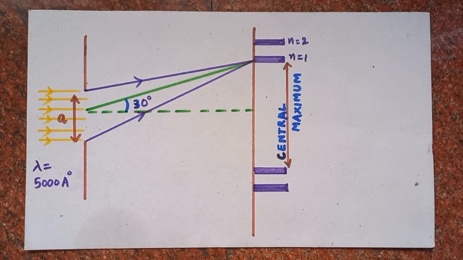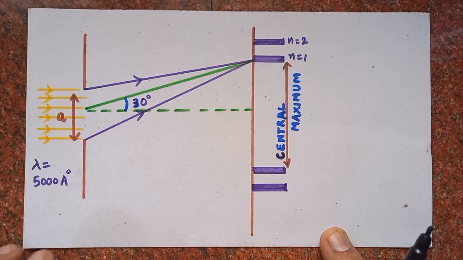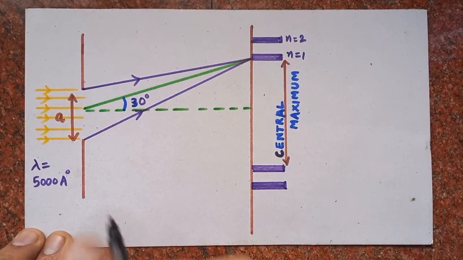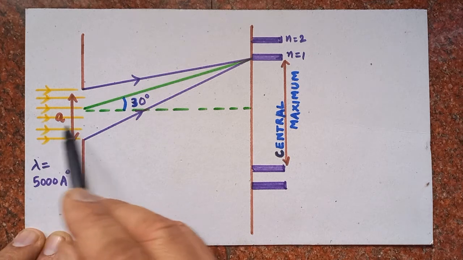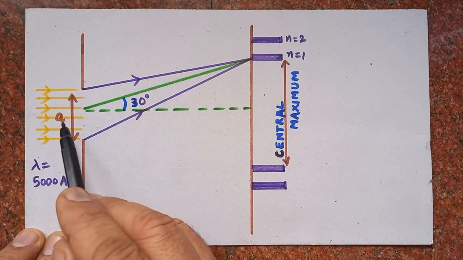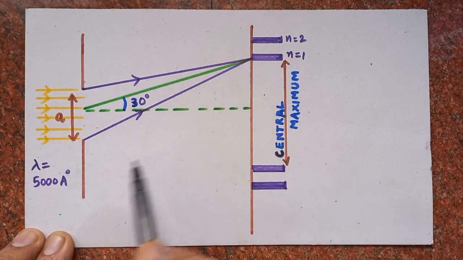Now we are going to solve problem number 7.10, which is given on page number 72 in wave optics. This problem is based on diffraction of light in a single slit. Look at the diagram here. Only one slit is there through which the light is passing. We know very well that when light passes through the slit, the light gets diffracted.